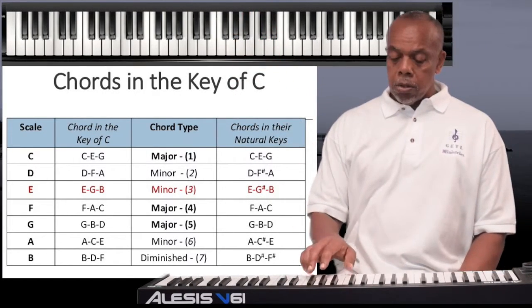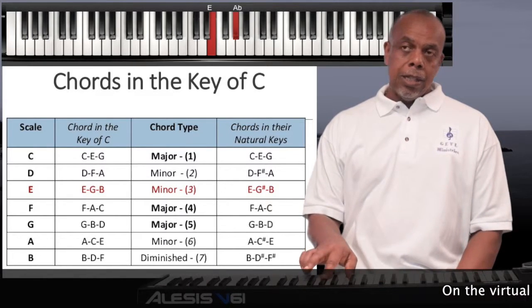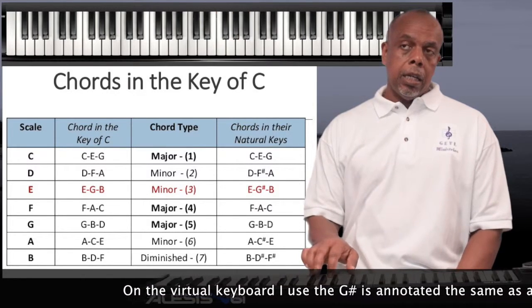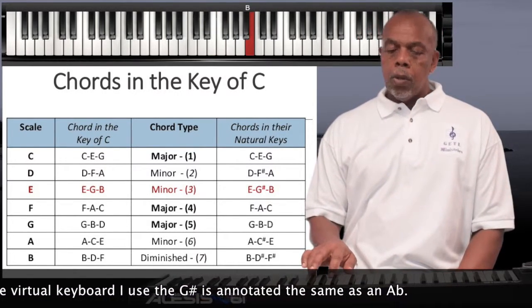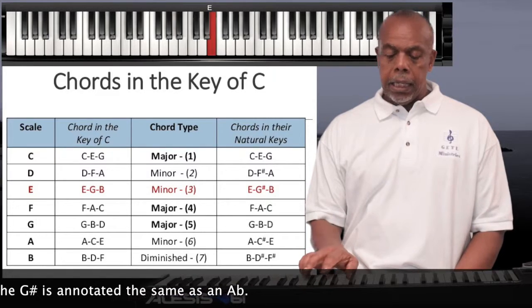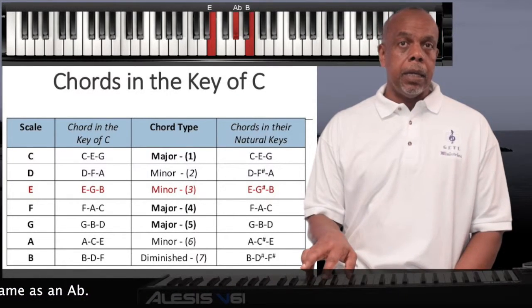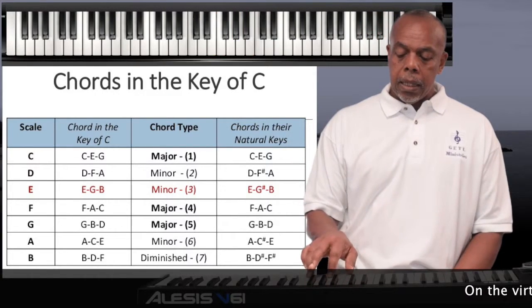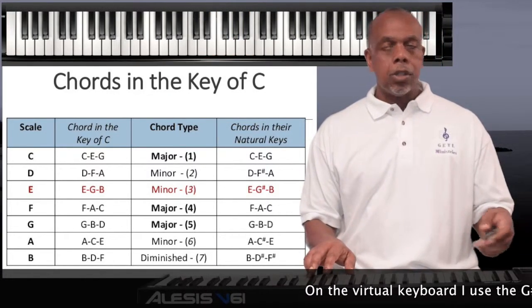And then a B. So we're going to use E, G sharp, and a B instead of E, G, B. E, G, B will be an E minor. E, G sharp, B would be the E major. Okay? Got that? E minor, E major. And we're going to show that to you.